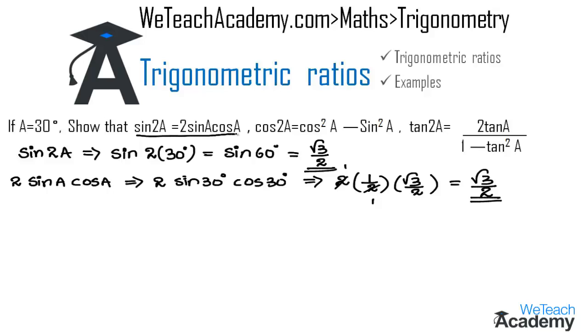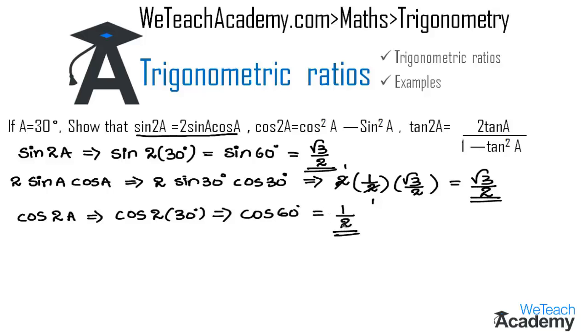And now let us prove cos 2a is equal to cos square a minus sine square a. So first, let us consider LHS side, that is cos 2a, and then substitute the value of a. We get here cos 2 into 30 degrees, so that implies we get cos 60 degrees. And here the value of cos 60 is equal to 1 by 2. So this is the value for cos 2a.